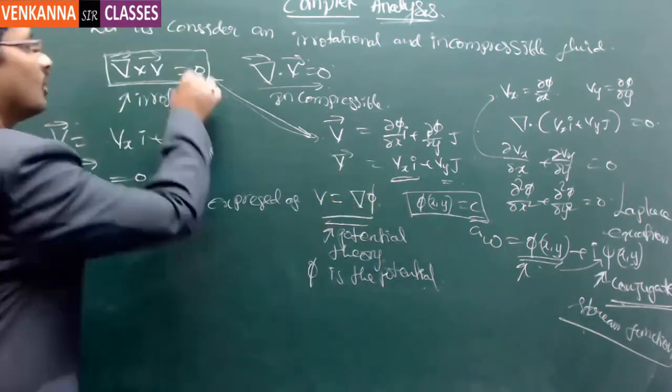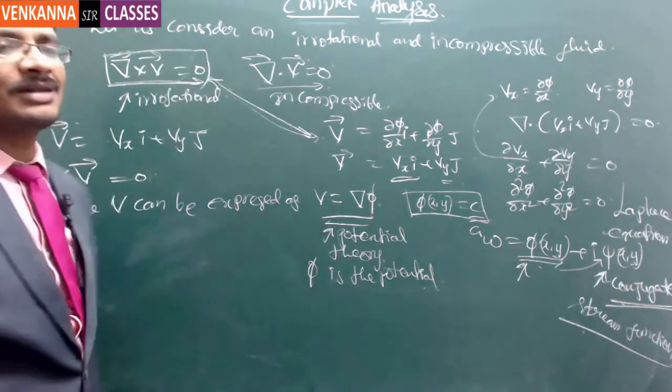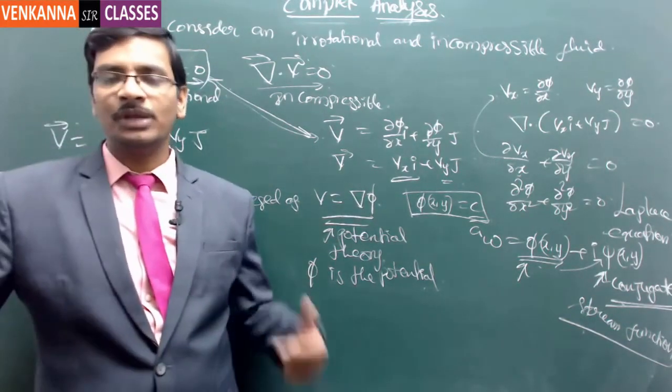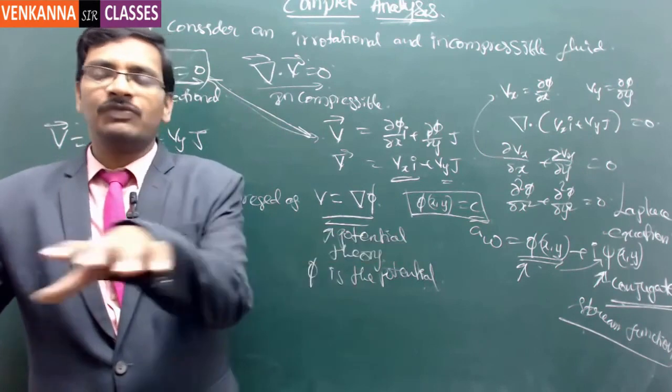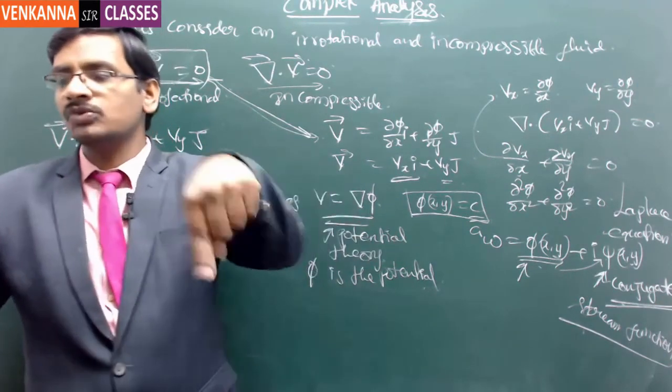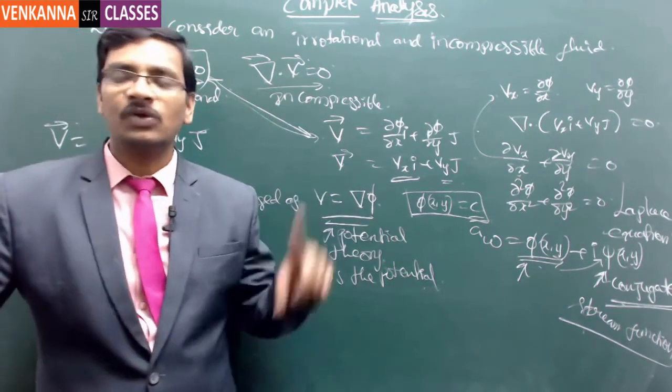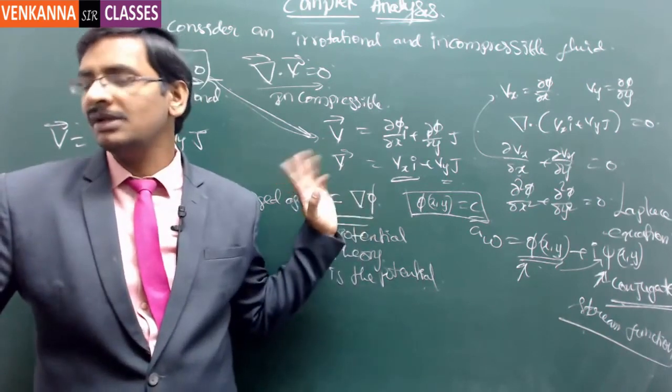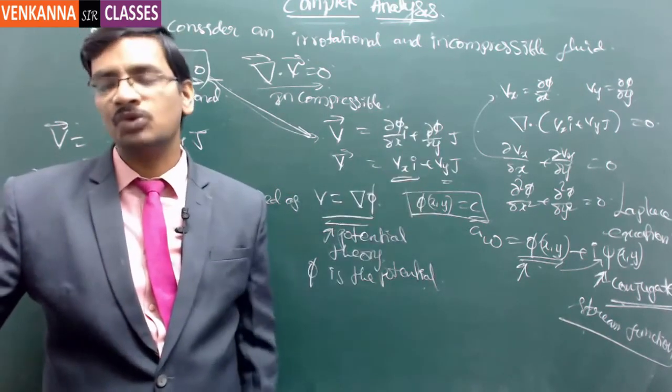Suppose this is not equal to 0, then there will be curls existing. By curls, we mean the fluid is not going straight forward like this. It rotates and moves like this. Then such a flow cannot be expressed as a potential function. That analysis is completely different. It is much more complex than this.